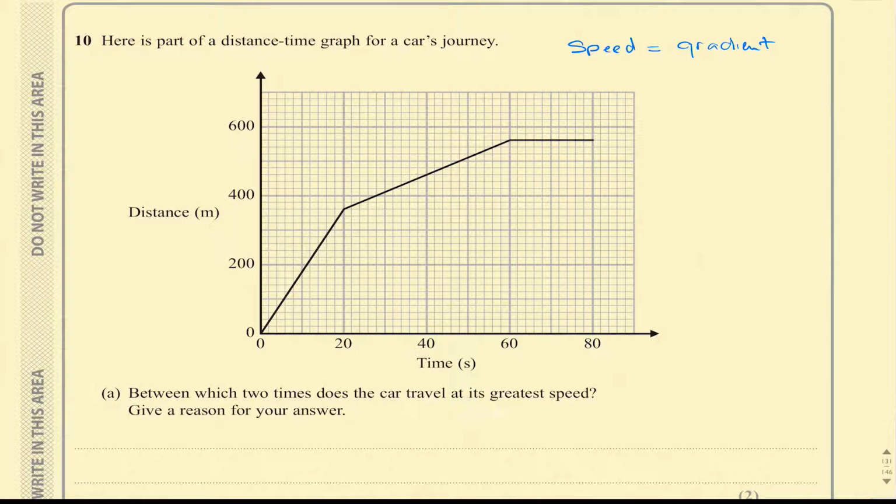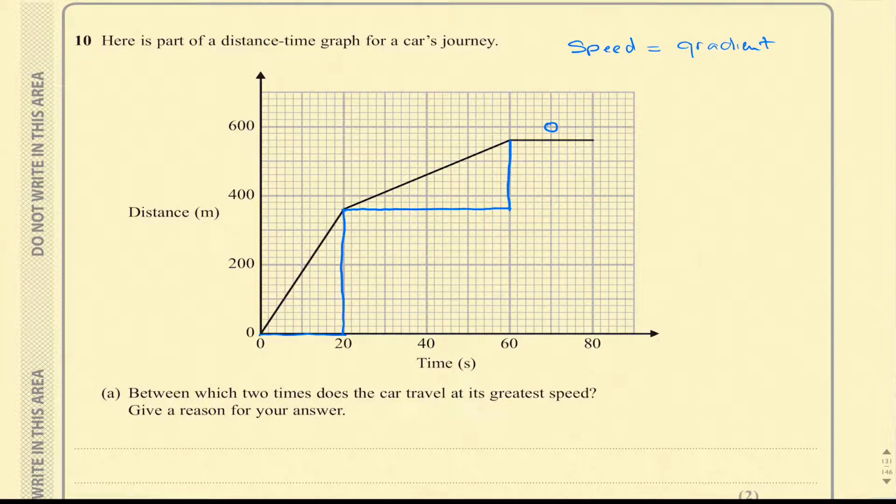And so we need to find the gradient of each of these journey sections. The first gradient to find is this one here, between 0 and 20. And the second gradient to find is between 20 and 60. So let's just draw the line clearly. Between 20 and 60, the gradient here is 0.